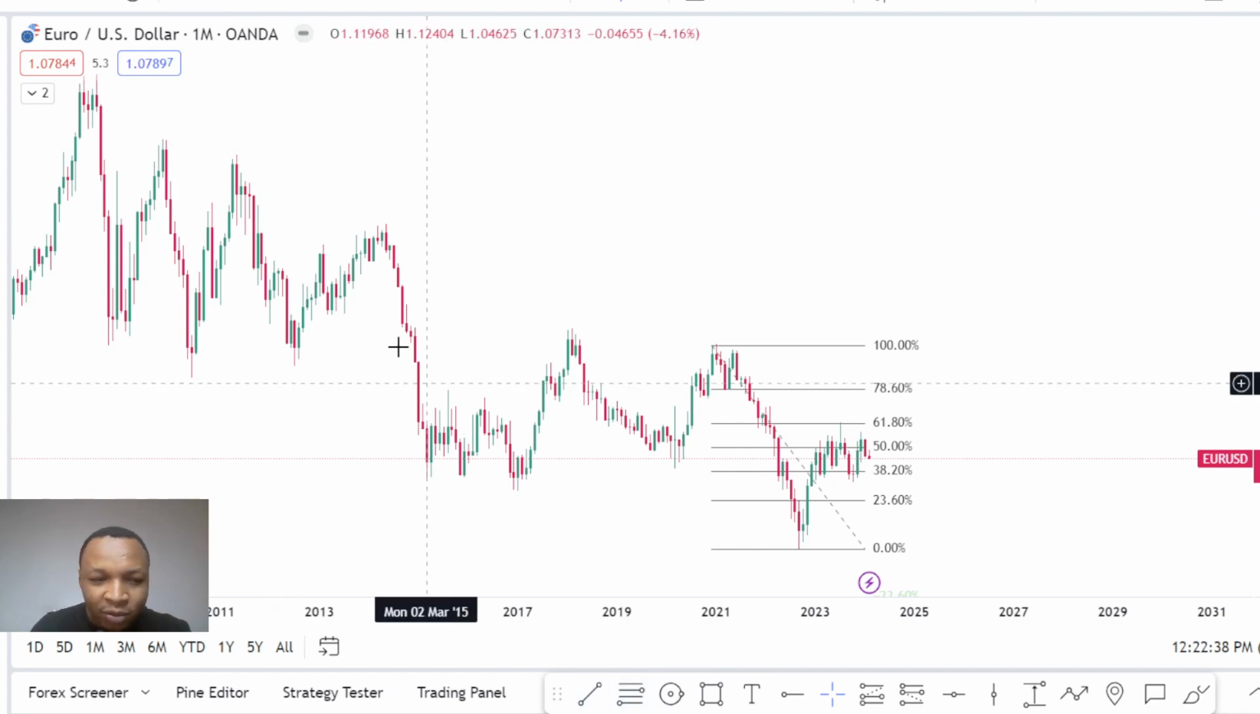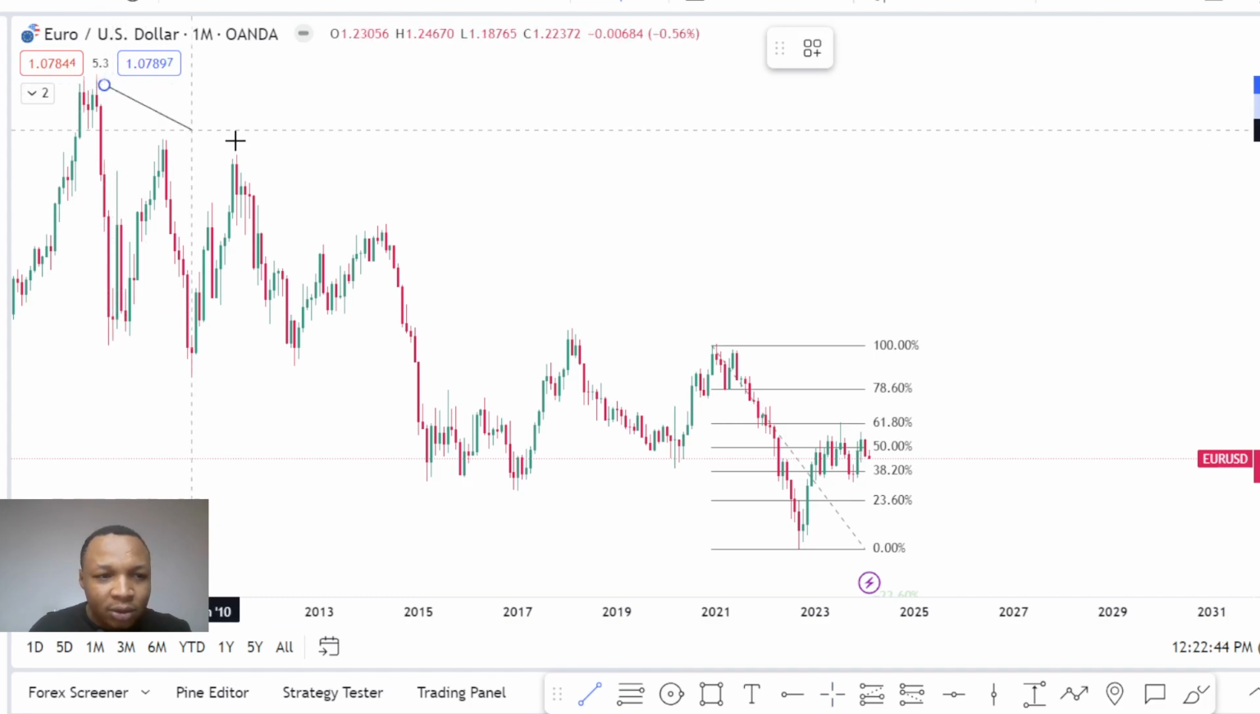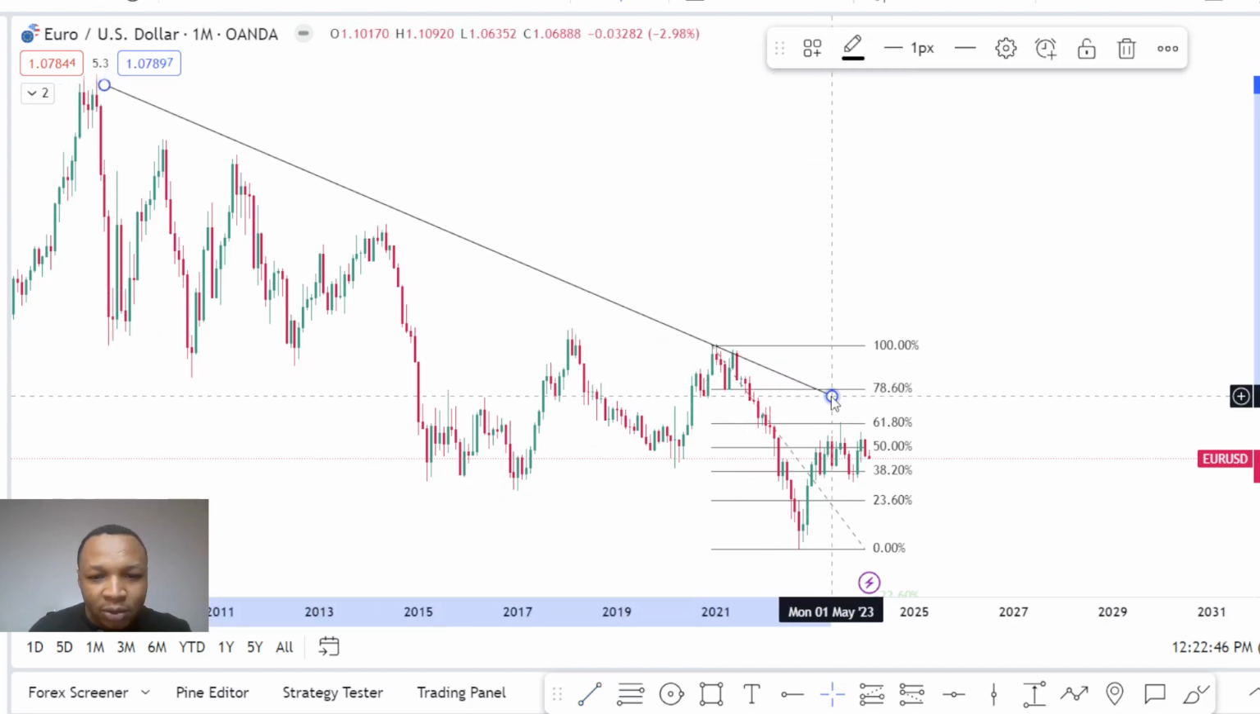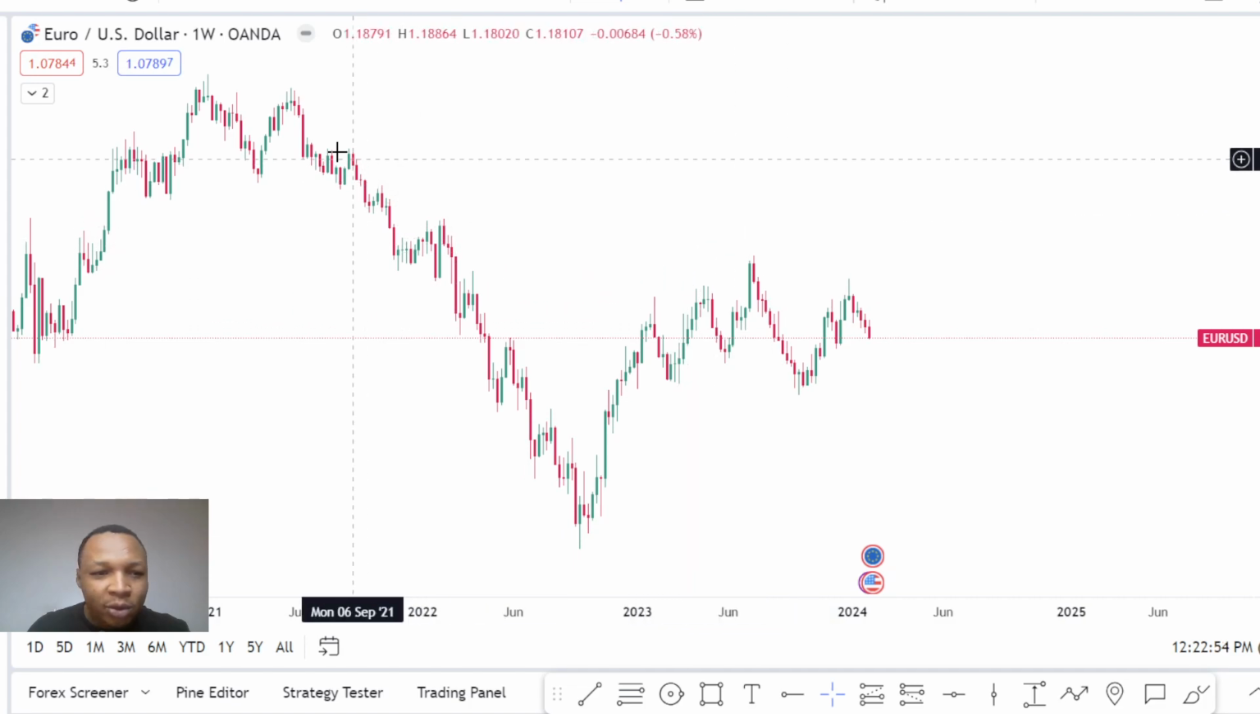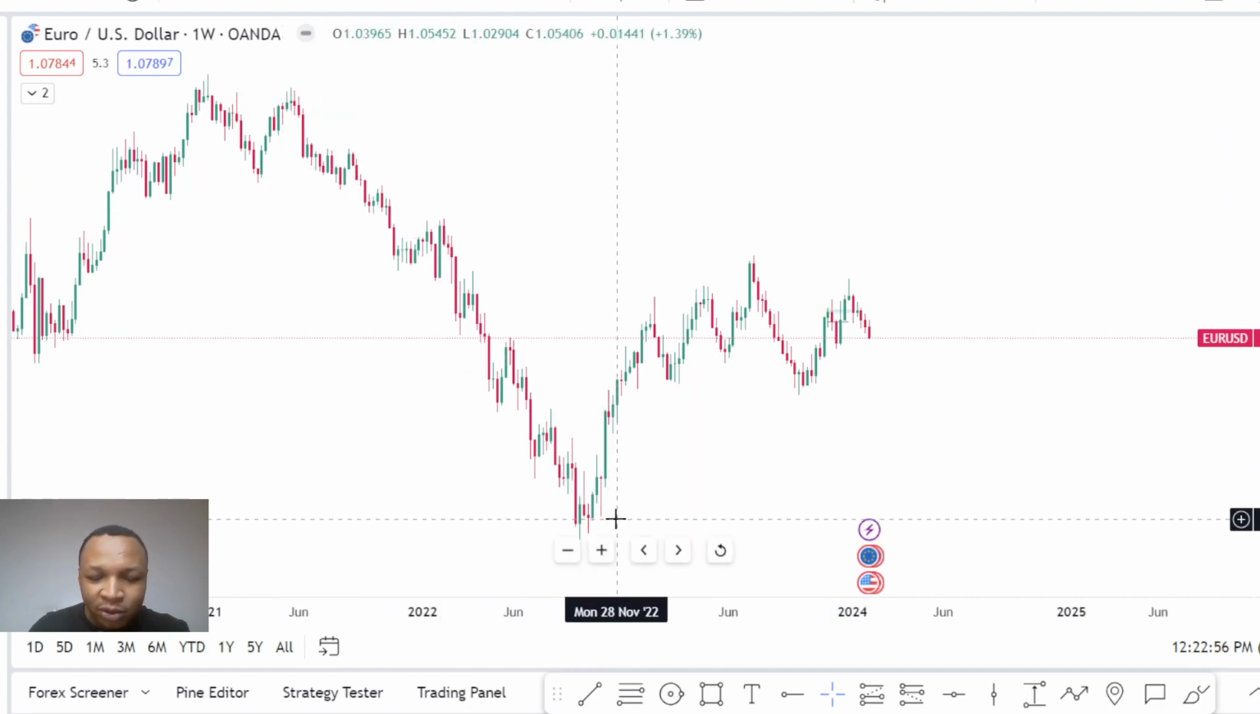As you can see, this movement all the way from this upside right here to the downside. Look at it. We have a clear bearish momentum on Euro USD on the weekly time frame. So we are clearly bearish. On the weekly time frame, we are also bearish. You can see all this movement to the downside.